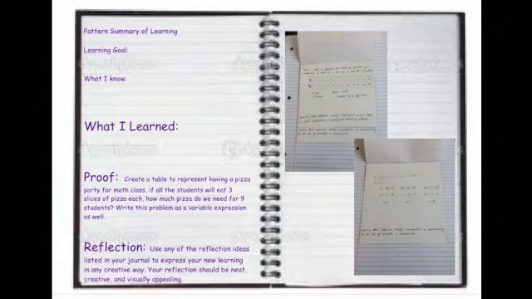So this is the way that my notebook looks, with the first page of my summary notes and then the second page of my summary notes all written out so that I have a nice little flip book for review. Your proof tonight is to create a table to represent having a pizza party for math class. If all the students will eat 3 slices of pizza, how much pizza do we need for 9 students? I also would like you to write this problem as a variable expression as well.